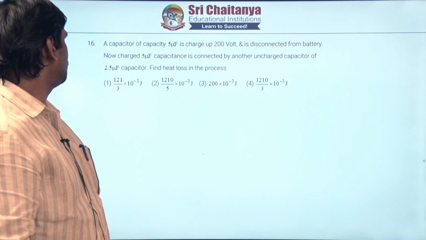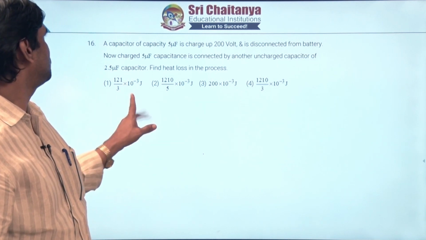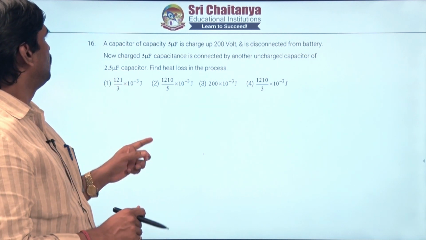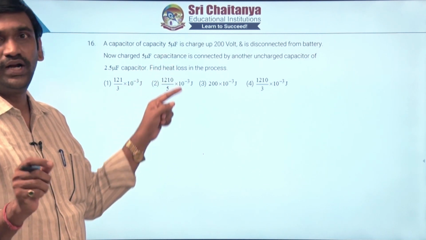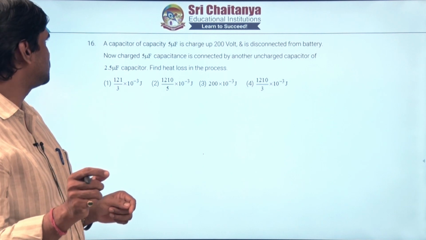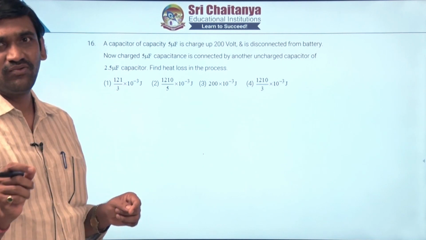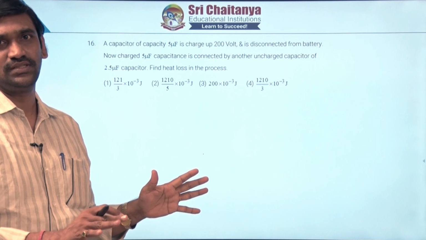Now we are going to start the 16th question. It is capacitor based. Here it is given that one capacitor of 5 microfarad is charged with a battery of 200 volt, whereas another capacitor, that is 2.5 microfarad, is uncharged.